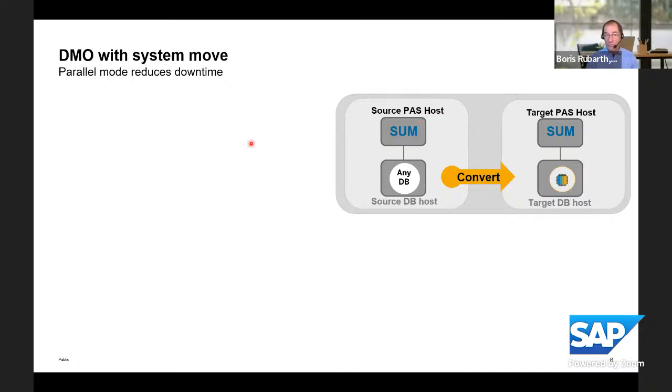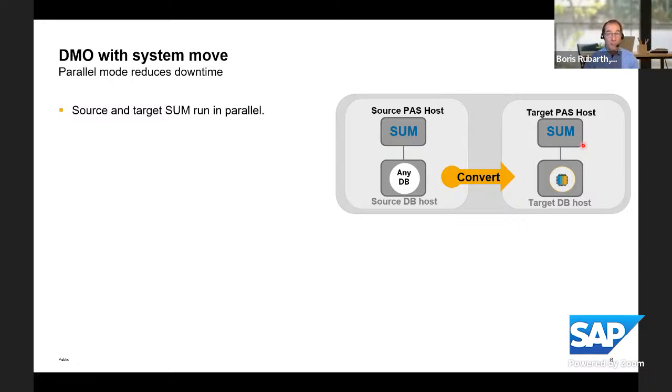It's important to mention that this approach, DMO with system move, has different flavors of how to execute it. And it's important to use the parallel mode, because only the parallel mode will reduce the downtime, as we will see. The idea of the DMO with system move is we start the procedure in the source environment on the ECC system, and then there's a point in time where the directory of the software update manager has to be transferred to the target. And then we can start the software update manager on the target to do the steps required in the target environment, like importing into the HANA database.